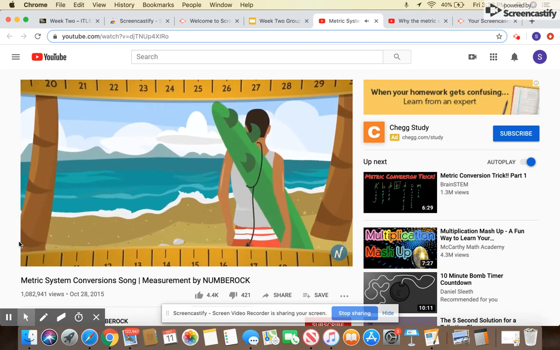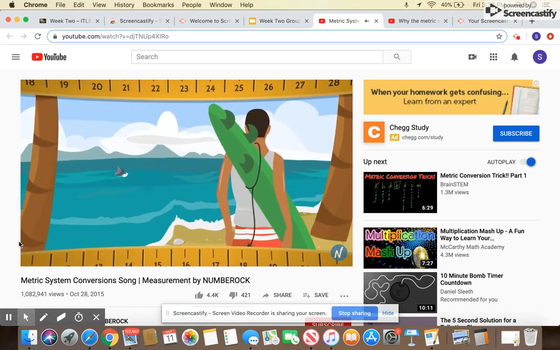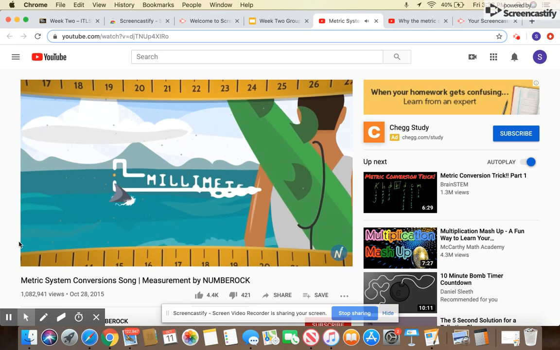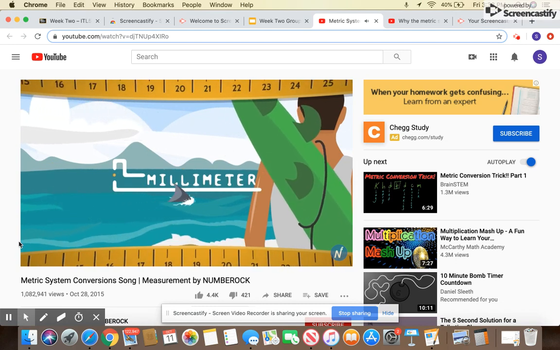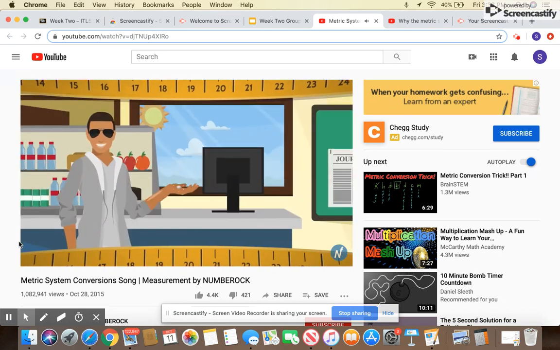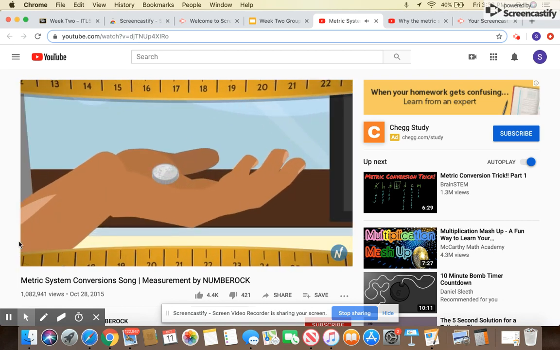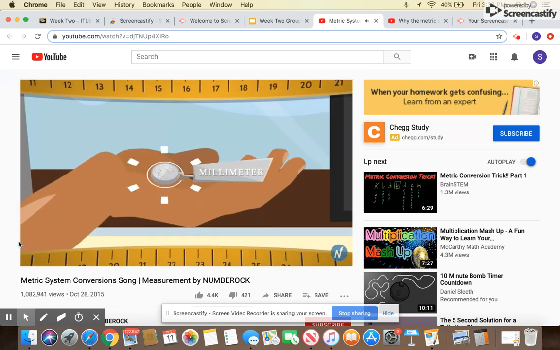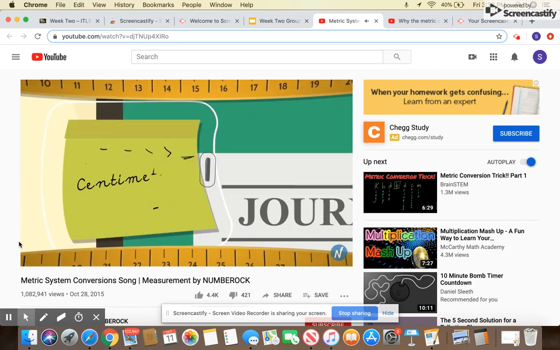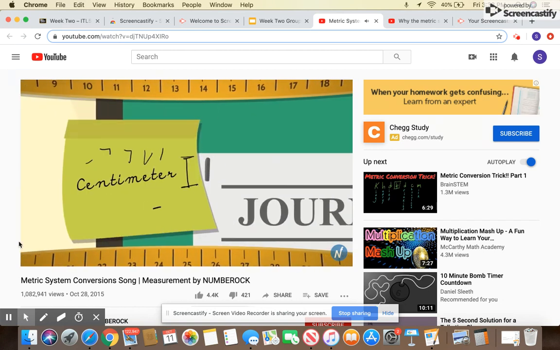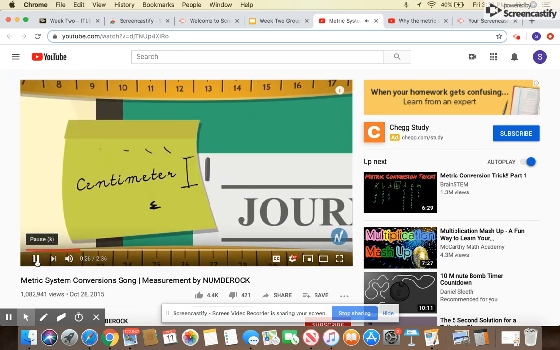A millimeter you can understand is about as long as a grain of sand. When you buy food at lunchtime, it's about the thickness of a dime. A staple from side to side is about a centimeter.